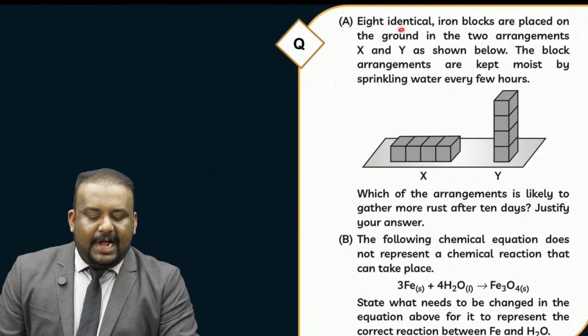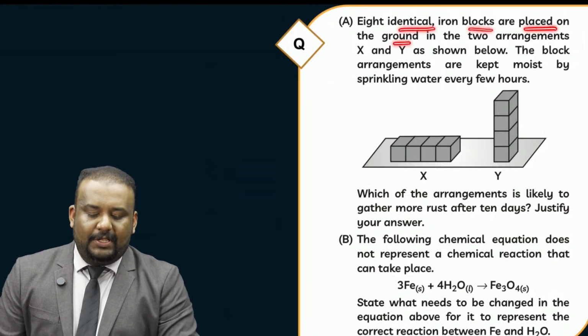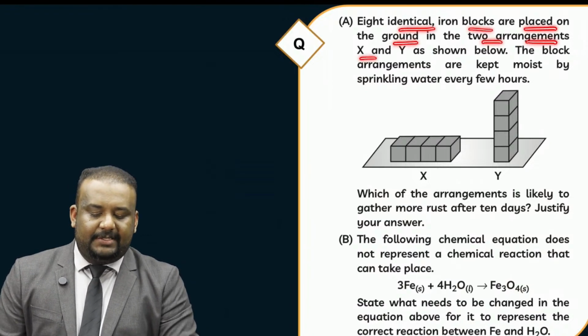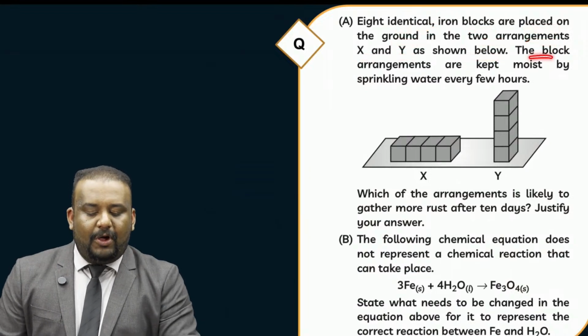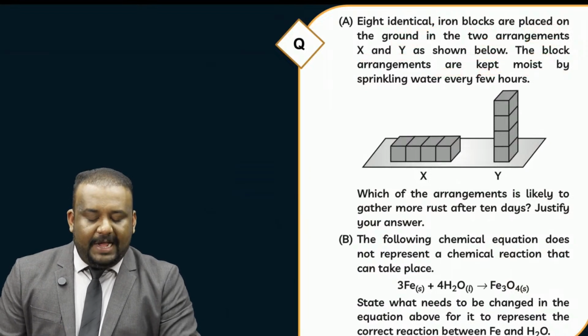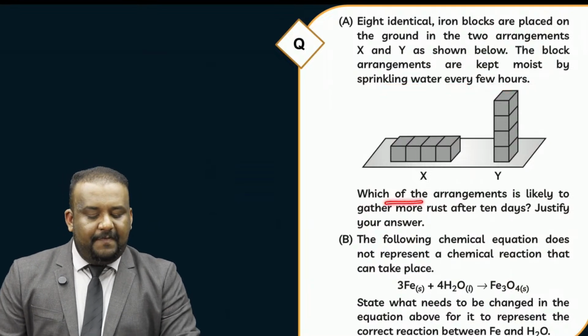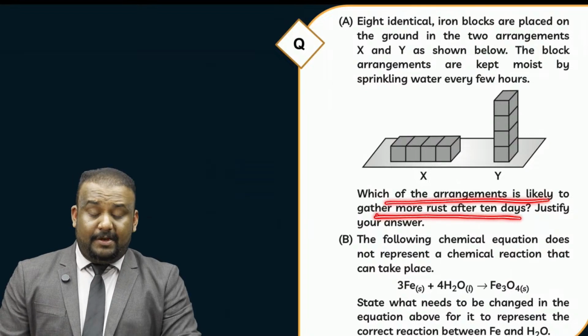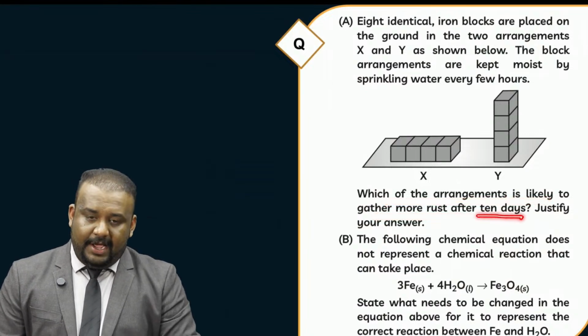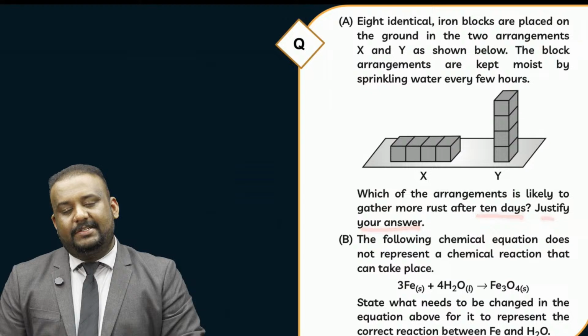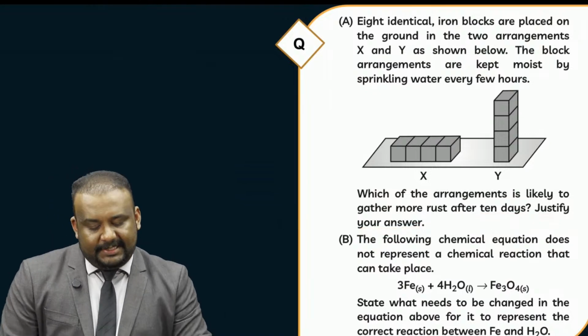8 identical iron blocks are placed on the ground in the 2 arrangements X and Y as shown below. The block arrangements are kept moist by sprinkling water every few hours. The question is, which of the arrangement is likely to gather more rust after 10 days? Justify your answer.